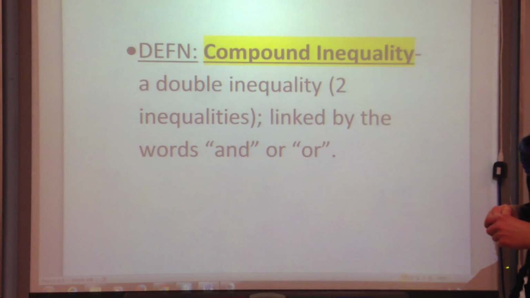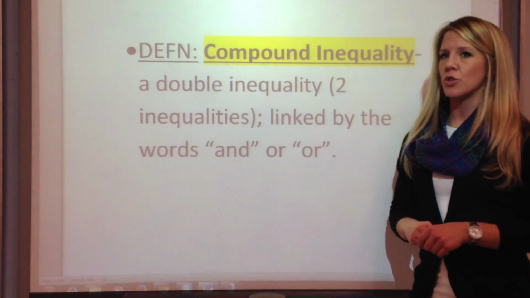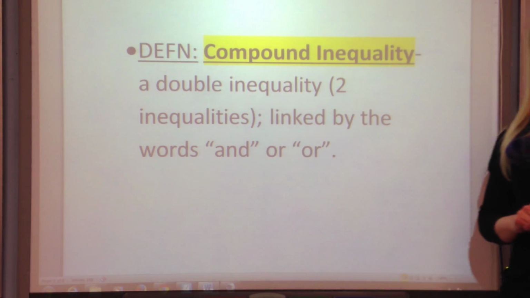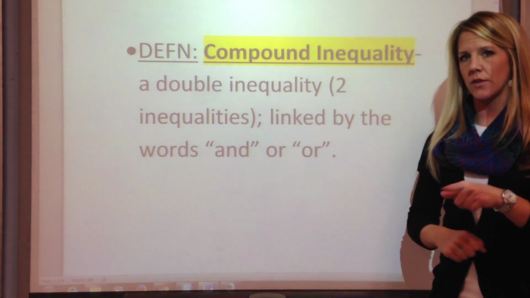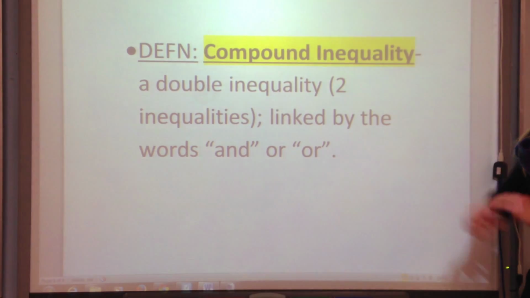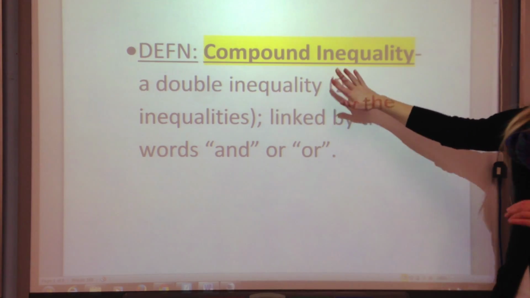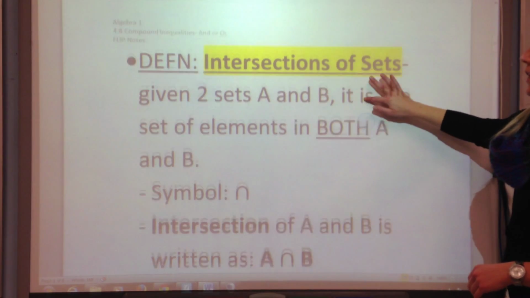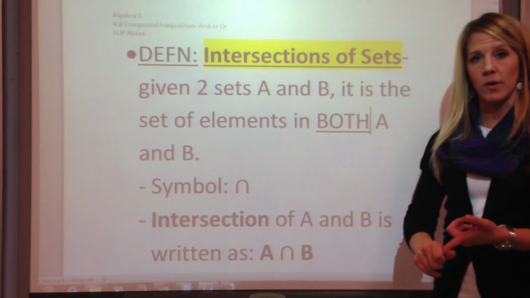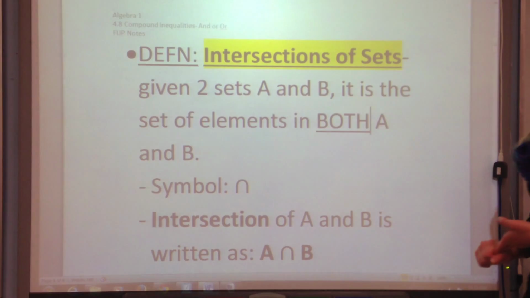So what is a compound inequality? It is a double inequality or two inequalities, and it's connected with the words and or. It might also all be smashed together, and we'll see some of that as well. So compound inequality, just think more than one inequality. So again, inequality: greater than, less than, greater than or equal to, less than or equal to.